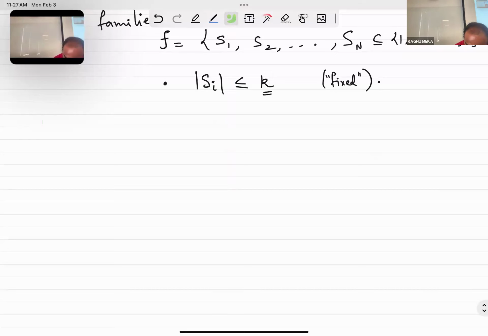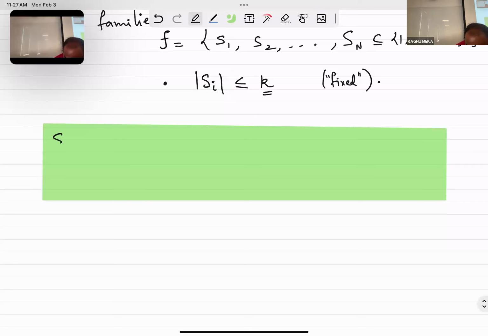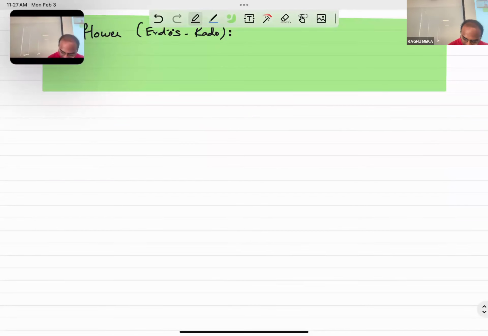Okay. And this is again a beautiful definition, somehow. It's a seemingly simple definition, but it has found many applications. Okay. So a sunflower is basically a collection of sets where if I draw the Venn diagram of the sets, it looks like a sunflower.